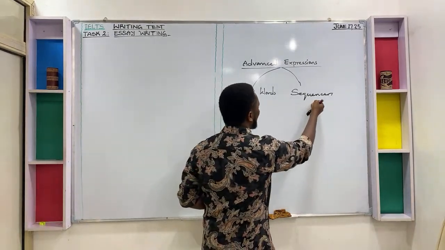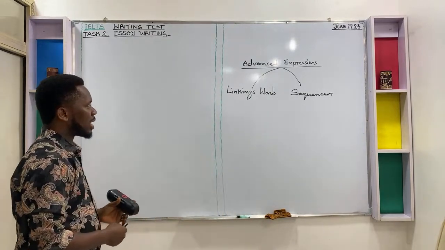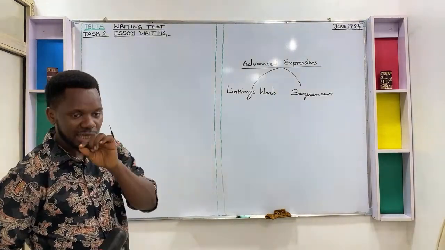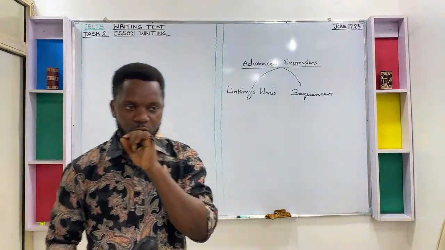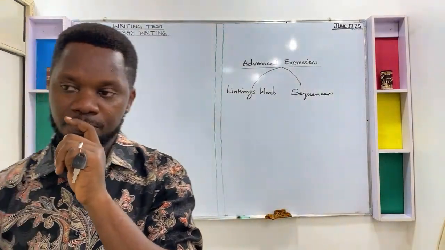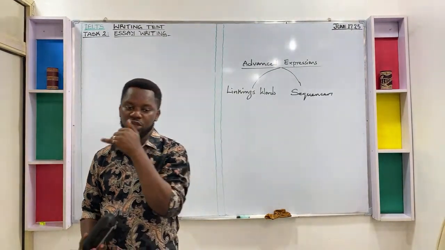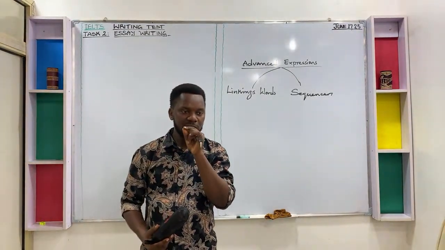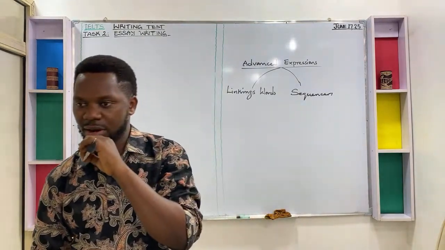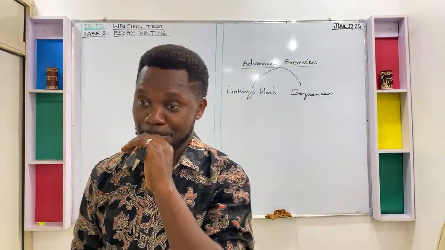Then let's look at sequencers. What are sequencers? Sequencers are words or phrases that are used to either begin a paragraph or introduce a fresh point in the same paragraph. You understand? Sequencers are words or phrases that are used to either begin a fresh paragraph or introduce another point in a paragraph. Can you try with an example of a sequencer?